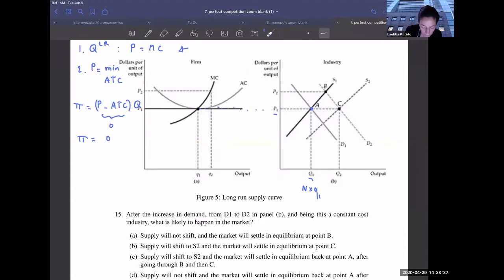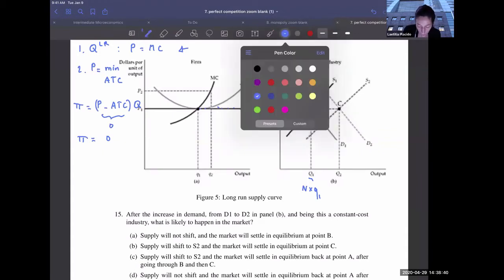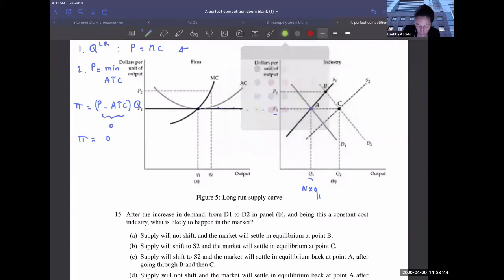So now we move to point B. Let's put it in green. So our new demand curve is D2. But in the short run, remember, we make the assumption that the number of firms in the market is fixed. So in the short run, there is no new entry in that market. So we remain on our old supply S1. So in the short run, the new equilibrium is point B. So when you have an increase in demand and the supply is kept fixed, the price goes up. So the price goes up to P2.